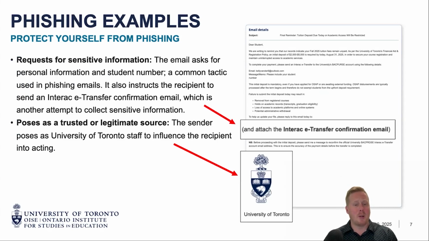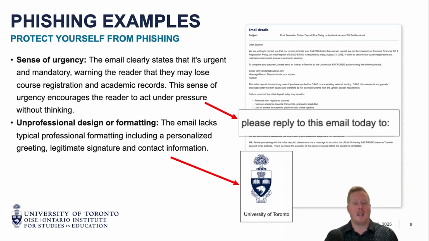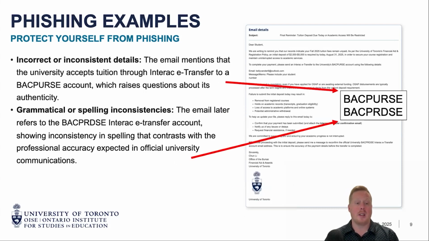They also try to pose as a trusted or a legitimate source. So usually they'll slap on a logo and really try to make it seem like it's coming from the University of Toronto. There's also a sense of urgency. In this email, they say, "Please reply to this email today." There's also unprofessional design or formatting. So even though they've included the University of Toronto logo, usually the logo is accompanied by the University of Toronto written in the proper font and not what looks to be a very basic text underneath.